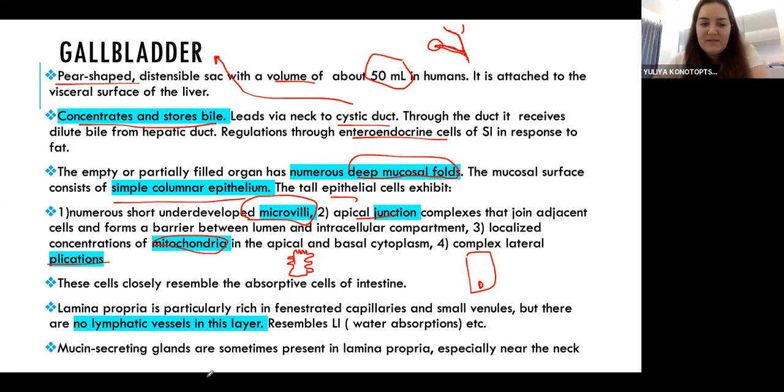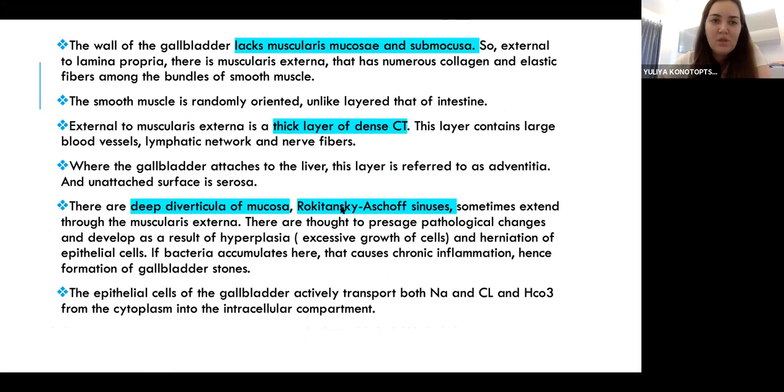There are no lymphatic vessels in the lamina propria, but it has lots and lots of fenestrated capillaries for some reason. Okay, so for some reason there are fenestrated capillaries. And there's some mucus secreting glands, because again, bile could be acidic, it could be alkaline, it depends on what you eat, so you need protection from this bile, so that's where the mucin secreting glands come in.